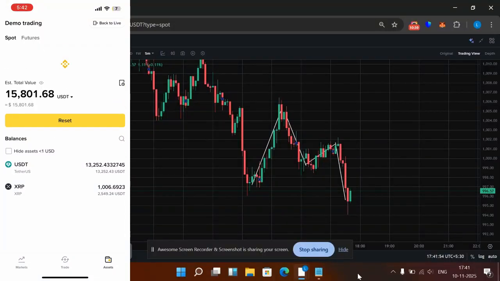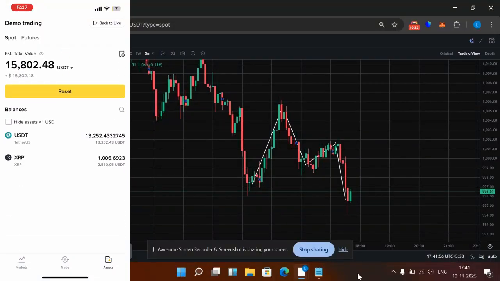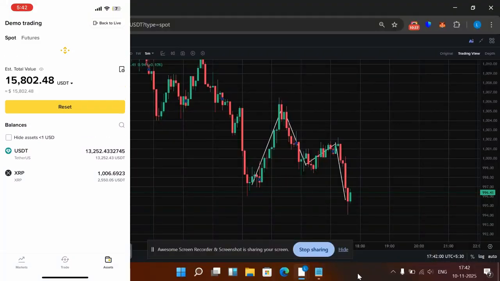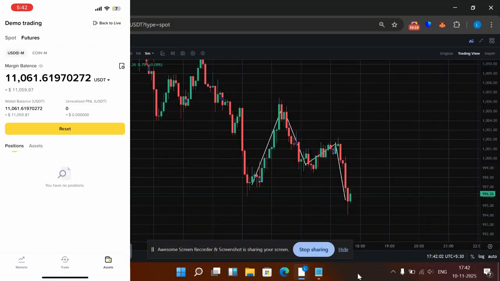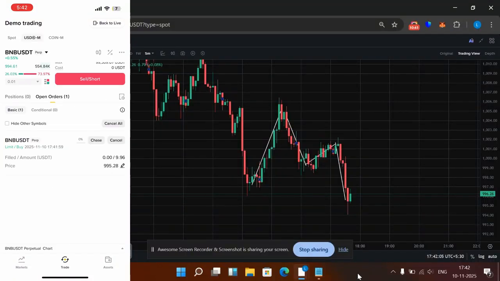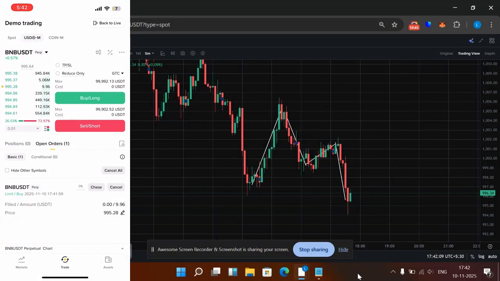No, there are no open positions and it is going to be bullish. 50, click on buy long. There is going to be one order. Let's close this. One order has been cancelled. I don't know why it's not being created. I think it's going to take some time.